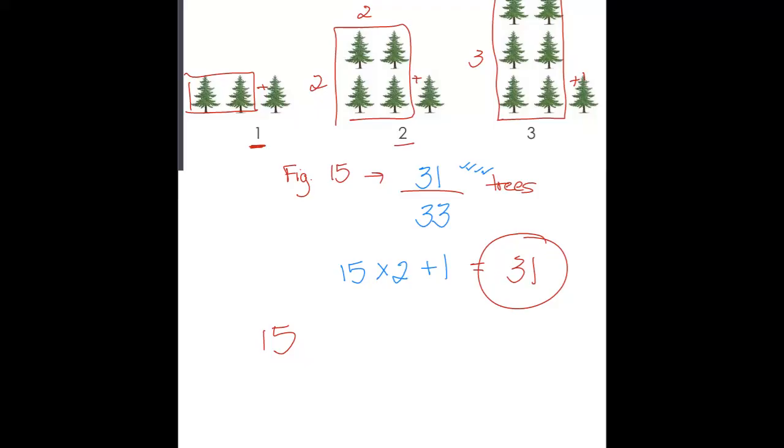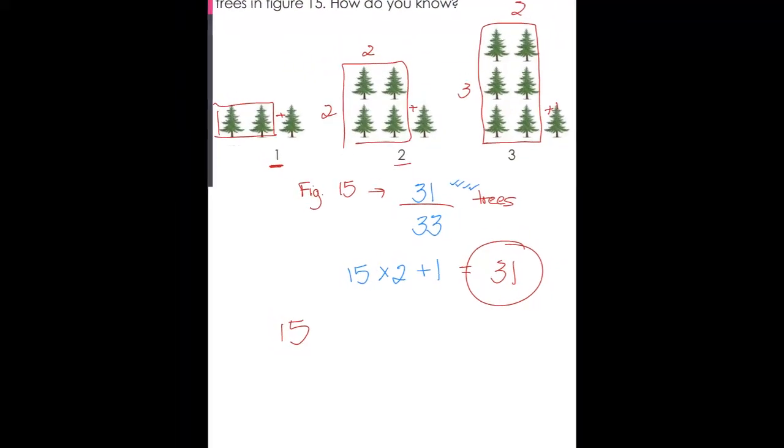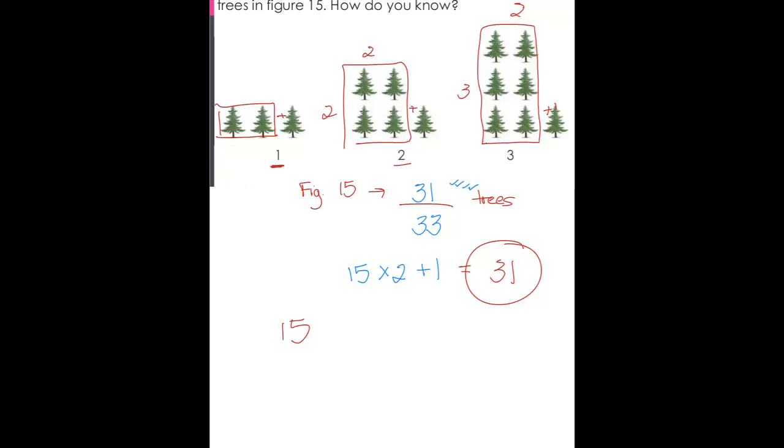Jay, what did you see? Well, I did 15 times 2 plus 3. Plus 3. Okay. So if I start with figure 1, this is where the figure number goes, right? So figure 1, would I put in 1 times 2 plus 3? And that would give me 5. But I only have 3 trees.